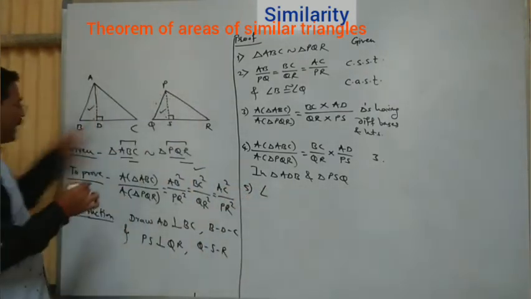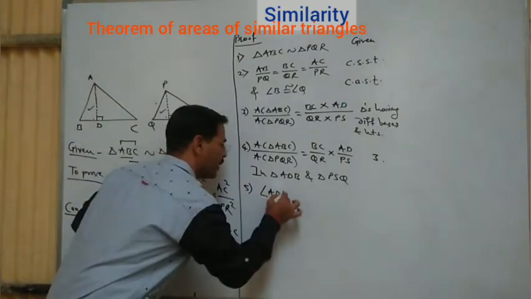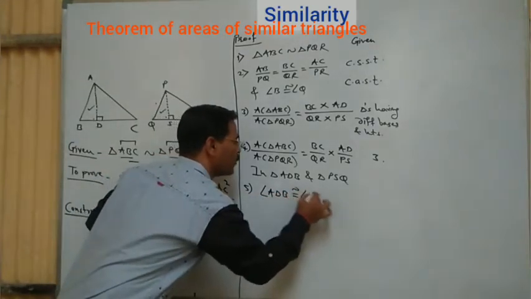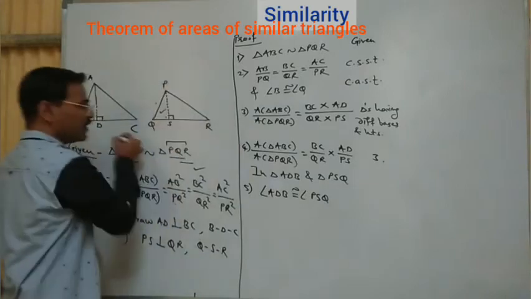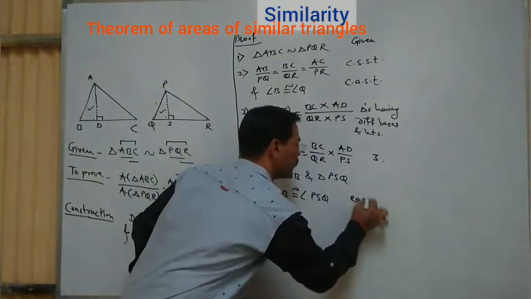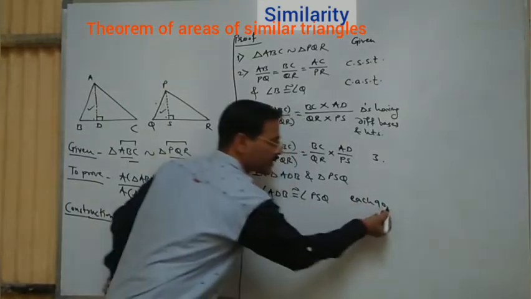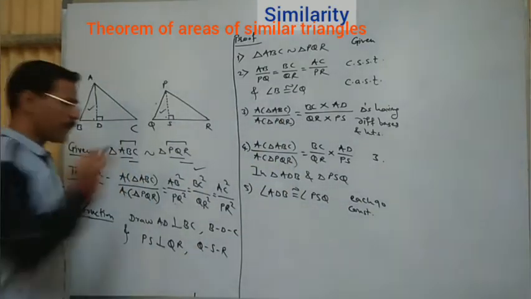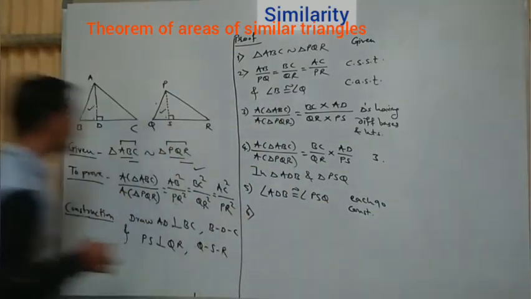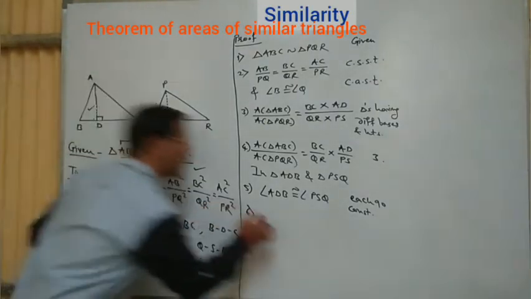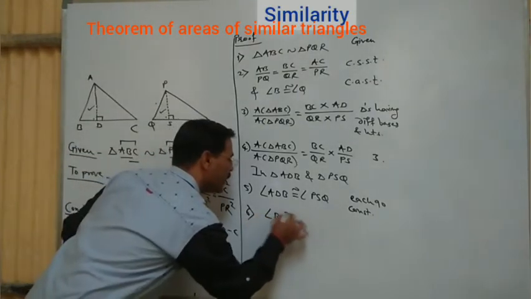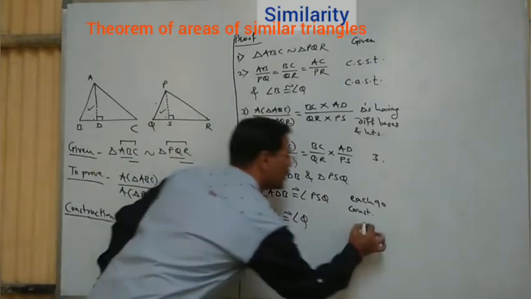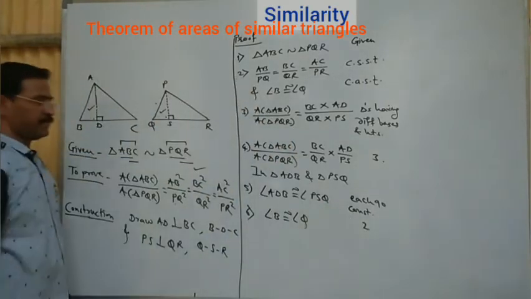Angle ADB is congruent to angle PSQ. Look here, this is each 90 degrees. Where does it come from? It is from construction. Now, one more angle we need here, that is angle B and angle Q. Angle B is congruent to angle Q. This is from the second step.